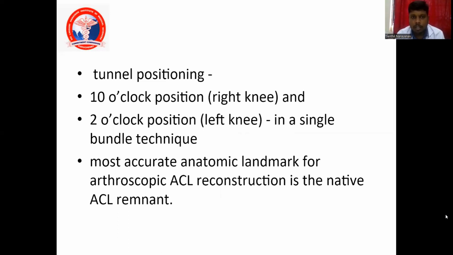So coming to tunnel positioning, for the right knee it is the 10 o'clock position for the ACL, and for the left knee it's the 2 o'clock position. Like a clock, the 10 o'clock and 2 o'clock positions are for the single bundle technique. There's the single bundle technique, the double bundle technique, and so on. The most accurate landmark for arthroscopic ACL reconstruction is the native ACL footprint. Where the native ACL is present, you put the graft in exactly the same footprint.